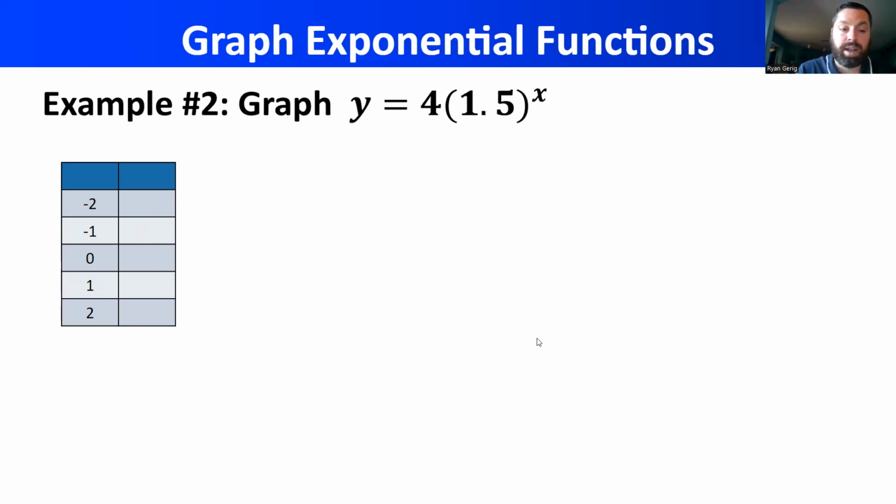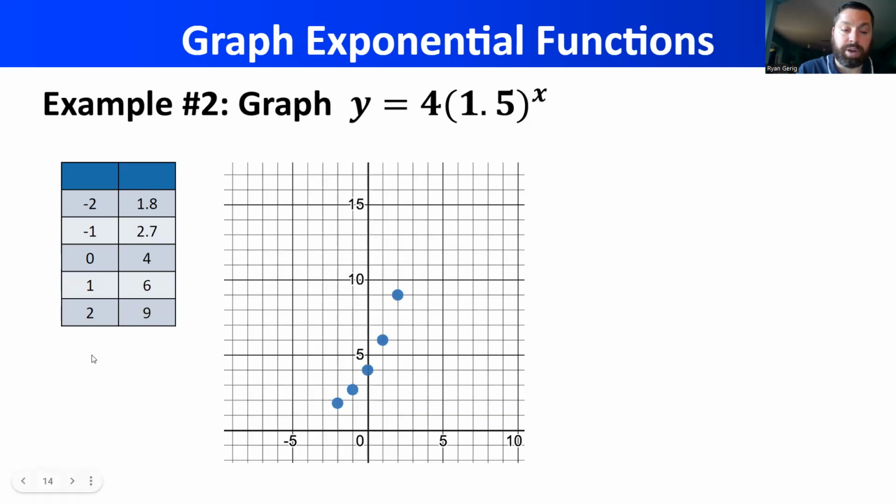All right, so another one. I already did this one for you. All the numbers are going to pop up here in a second. All you're doing is you're taking -2 and putting it in for x, -1, 0, 1, and 2. And you'll get those numbers. And you'll see that this is going to grow, which should make sense. 1.5 is bigger than 1. It's going to grow. And you connect that with a line. And again, it never crosses the x-axis.